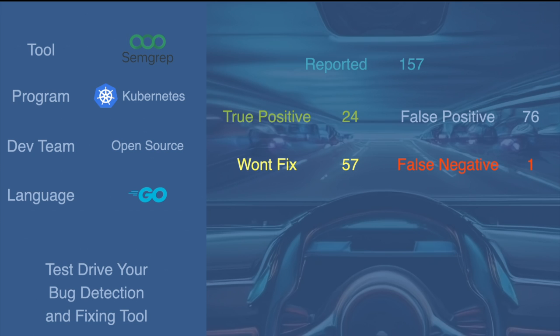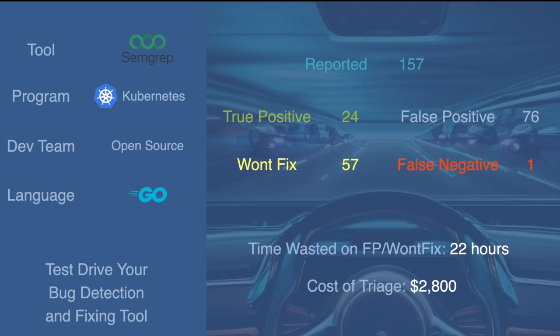Most importantly, the data race vulnerability that we know is there in the code was not detected by Semgrep. If we assume that it takes about 10 minutes to triage a bug, it takes about 22 hours of time that is wasted triaging the false positive and WONTFIX bugs in this case. Assuming a loaded labor rate of $130 per hour, it takes about $2,800 to triage the results of Semgrep. And again, the result missed a critical bug.